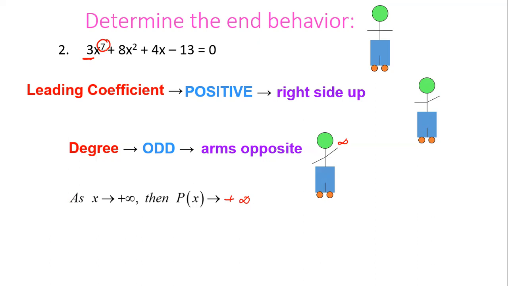It's whatever the highest exponent is. It doesn't have to be the first, it just has to be the highest. The leading coefficient is with the highest exponent. So if 3x to the 7th was in the middle, these are still my leading coefficient, because the exponent is the highest.